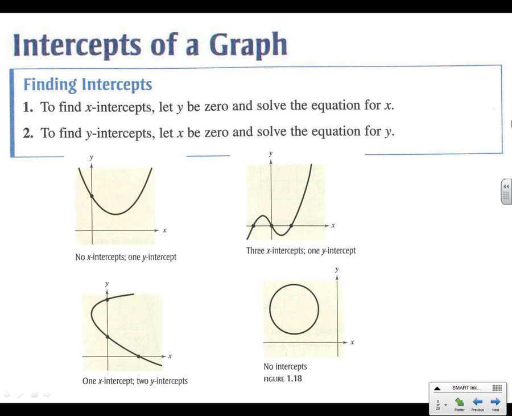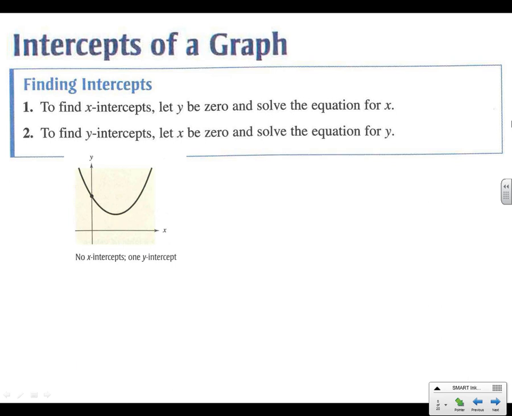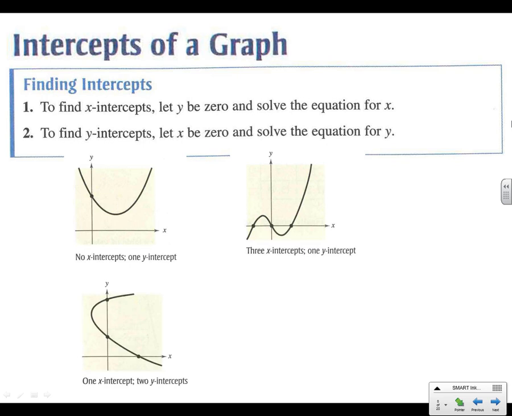You can see on the first one there, no x-intercepts, doesn't cross the x-axis, but one y-intercept. There's one with 3 x-intercepts and 1 y-intercept, and that y-intercept's at the origin. 1 x-intercept, 2 y-intercepts, and finally no intercepts at all on that circle. So different options for intercepts.